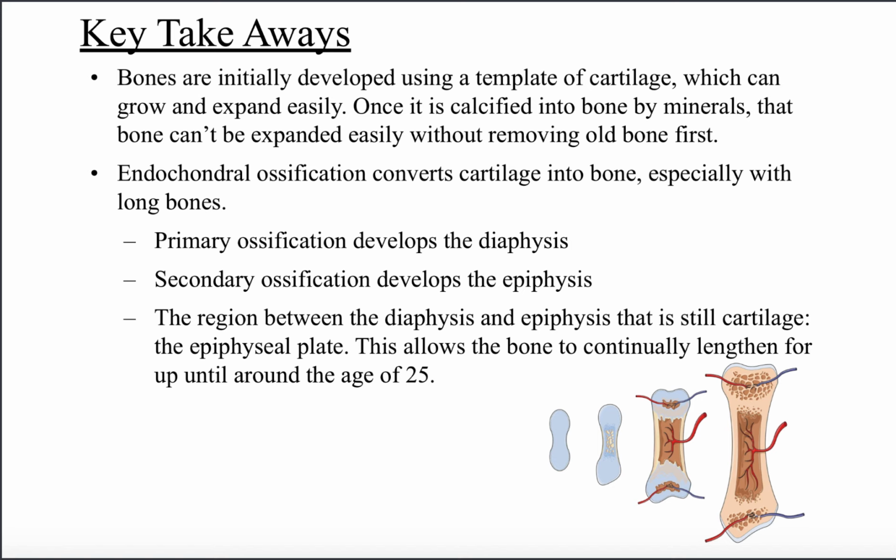There's 2 stages. There's primary ossification, where you start with the shaft in the middle, and then there's secondary ossification, where you're forming the ends of the bone. And then the region between the middle and the ends of the bones, that is the epiphyseal plate, which allows for your bones to get longer up until the age of 25. For some of us, it'll be earlier. For some of you guys, it'll be later. I know some people who didn't get a growth spurt until like the beginning of college. It took a while for the epiphyseal plate to start kicking in.